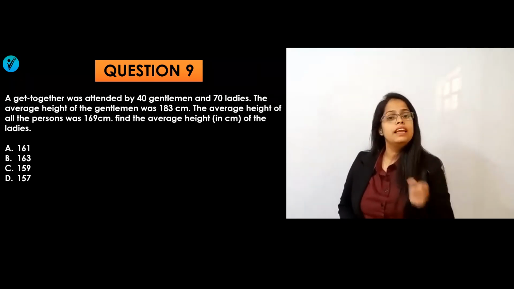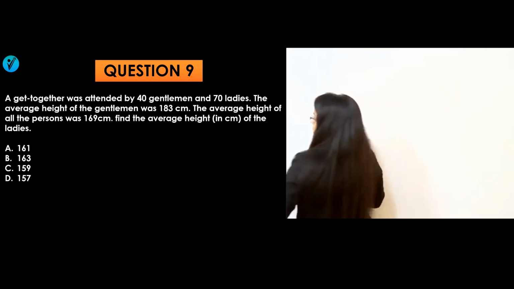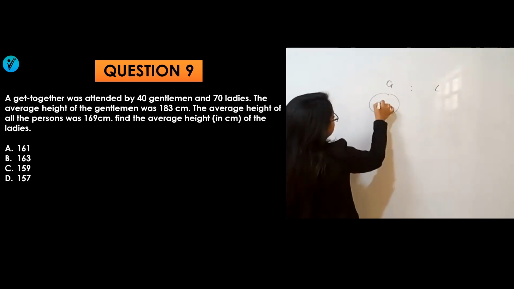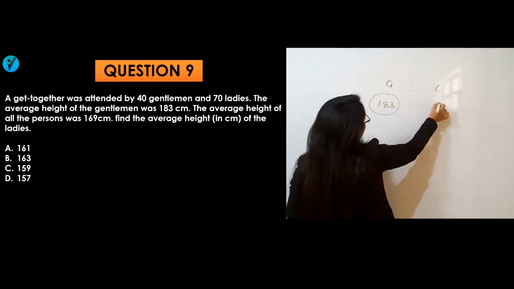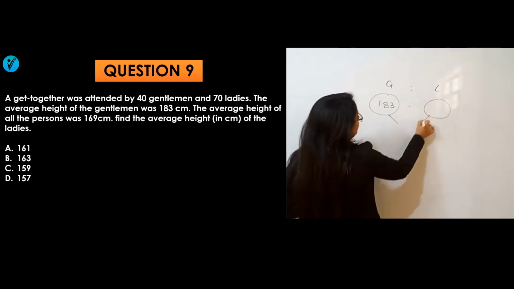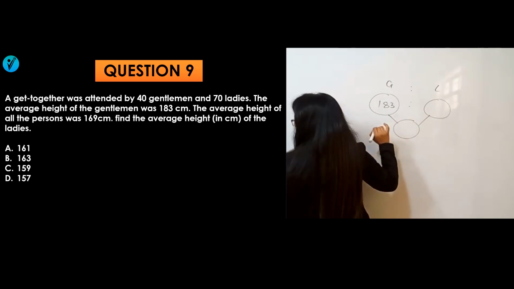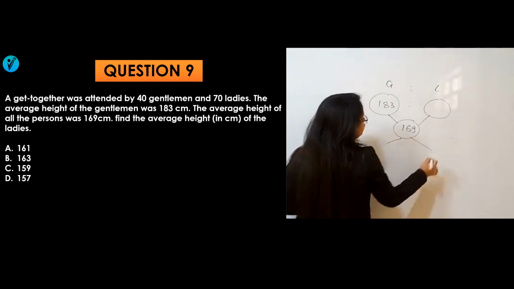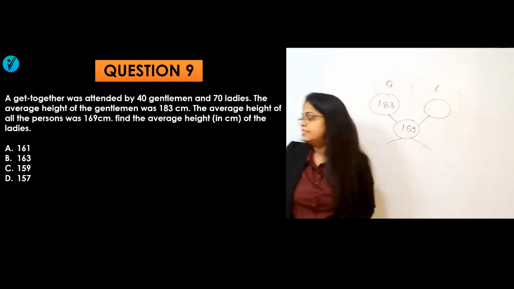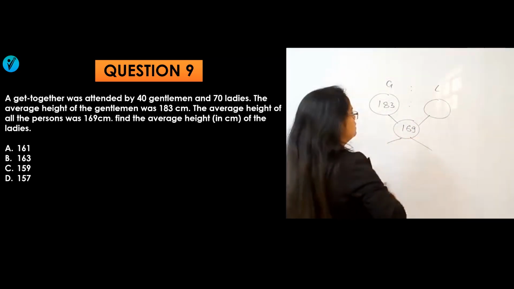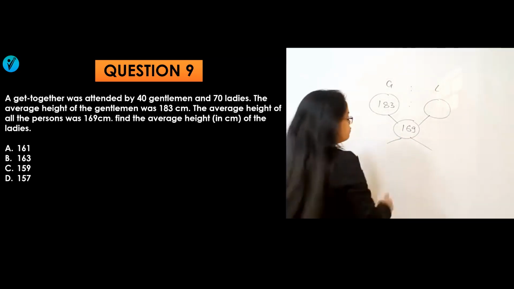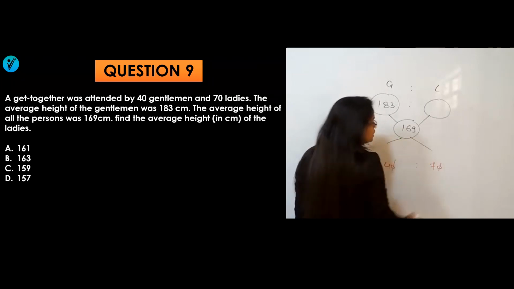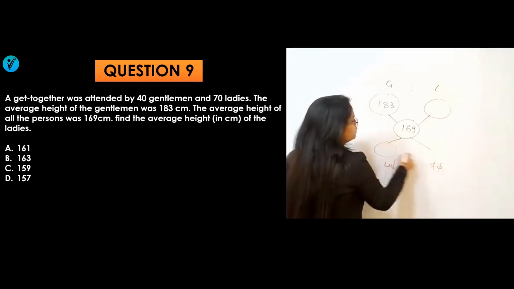So we can use the alligation here. What I know is the height of the gentlemen and ladies. Height of the gentlemen is 183. Ladies I have to find out. And the overall average height is 169. They are asking what is the average height of the ladies, and they are saying how many gentlemen and ladies are there: 40 is to 70. That means we can say that this ratio is 4:7.